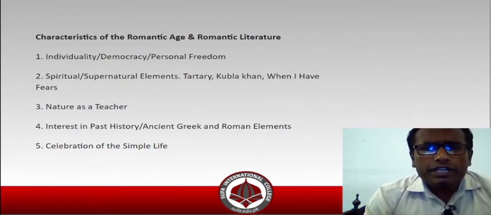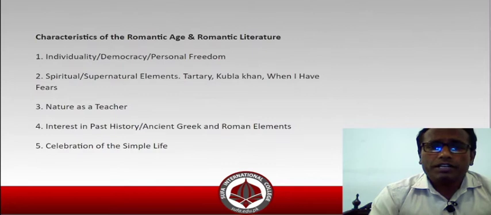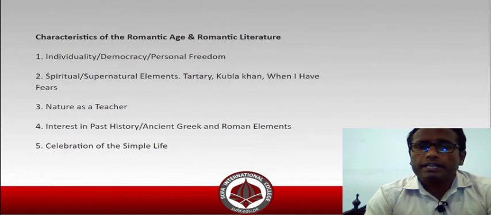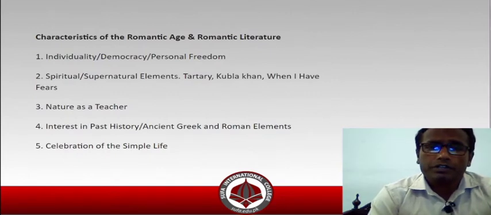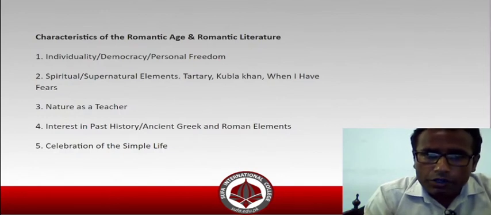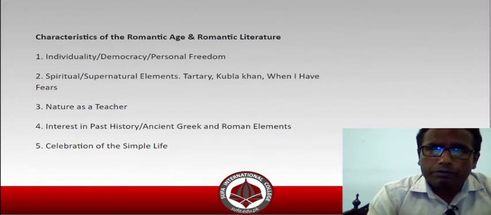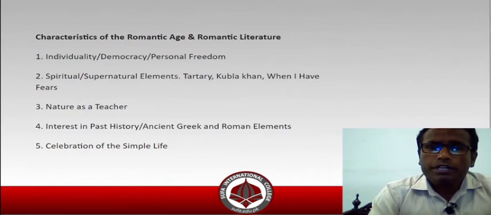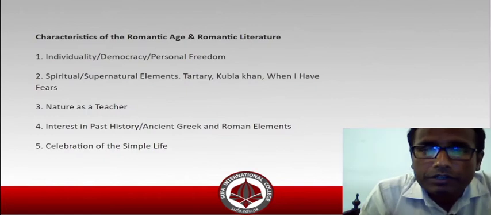The second important characteristic of this particular period was spiritual or supernatural elements in poems or in literature. During this period, the Romantics used supernatural elements in their poetry, in their prose, or in whatever they wrote. Here I will quote the examples of Tartary, Kublai Khan, and When I Have Fears. These three poems are well known for their supernatural elements.